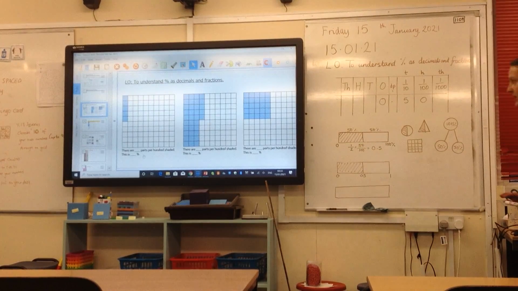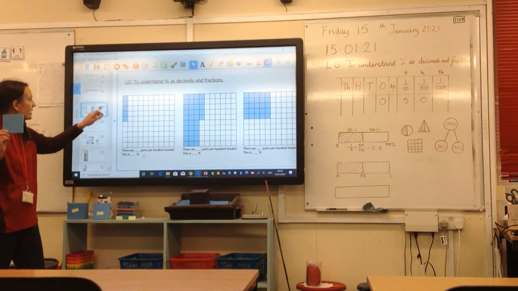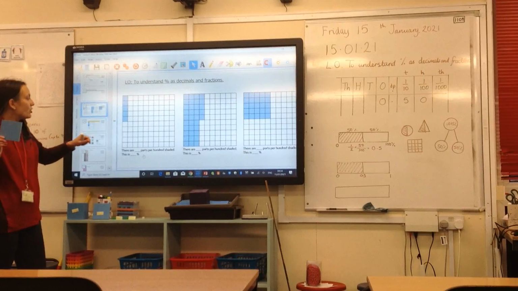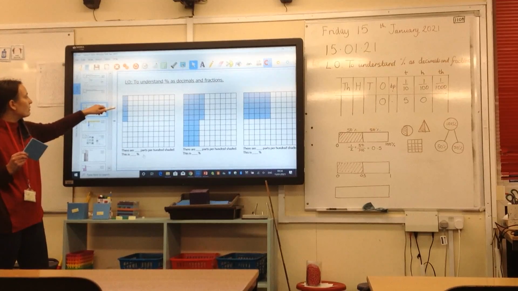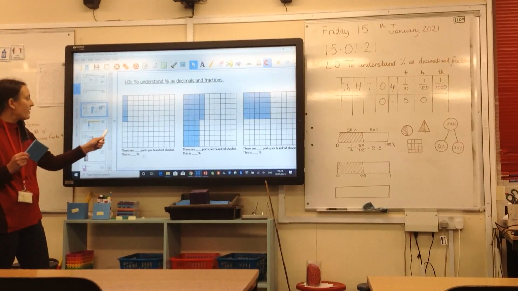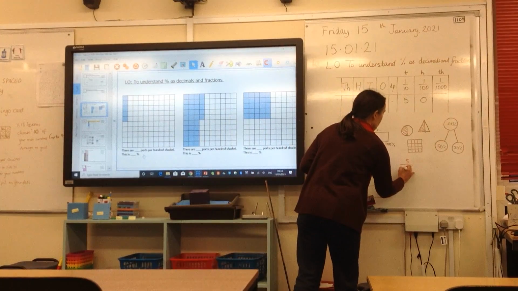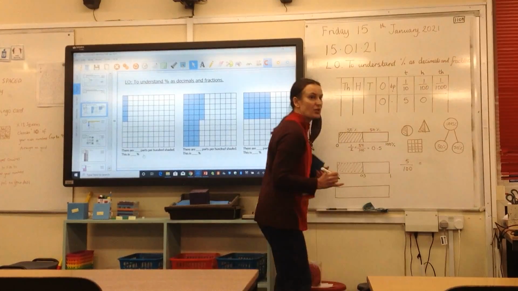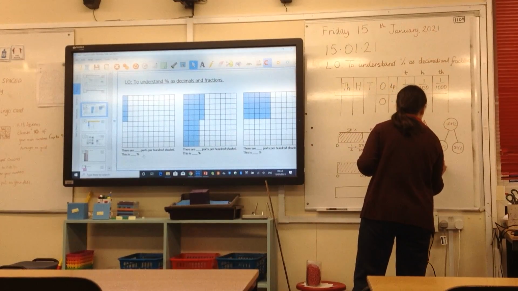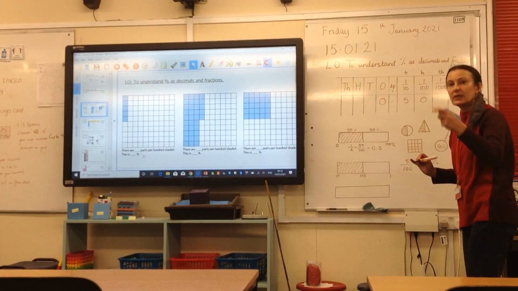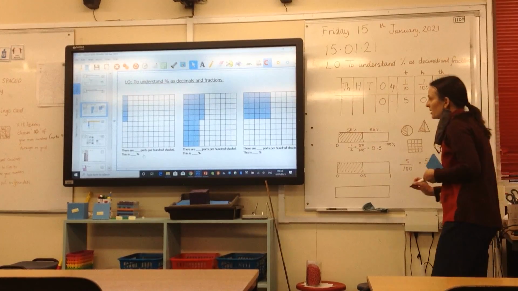Okay, so this representation shows a bit like our 100 squares. You can see some shaded in squares. These show out of 100, out of the whole. Here we have got 1, 2, 3, 4, 5 shaded in, so it will be 5 parts over 100. So what percentage would that be? 5%, thank you. What would that look like as a decimal? 0.05. Thank you.